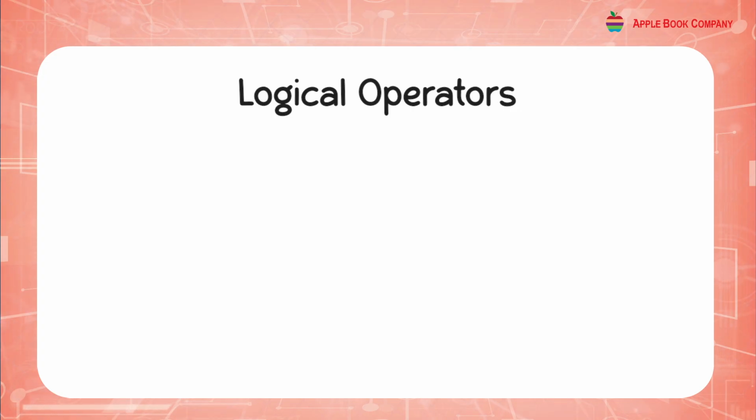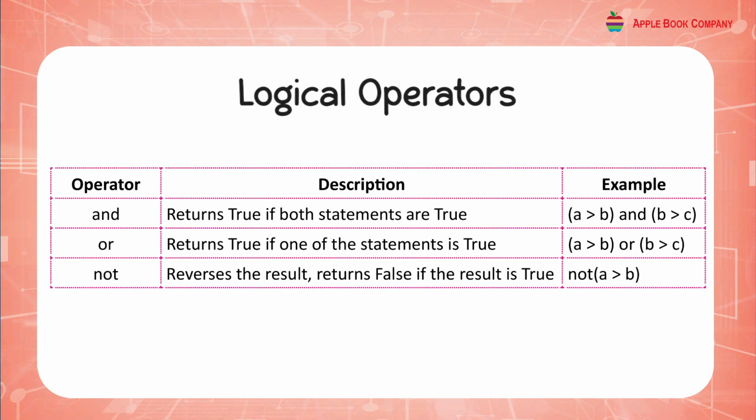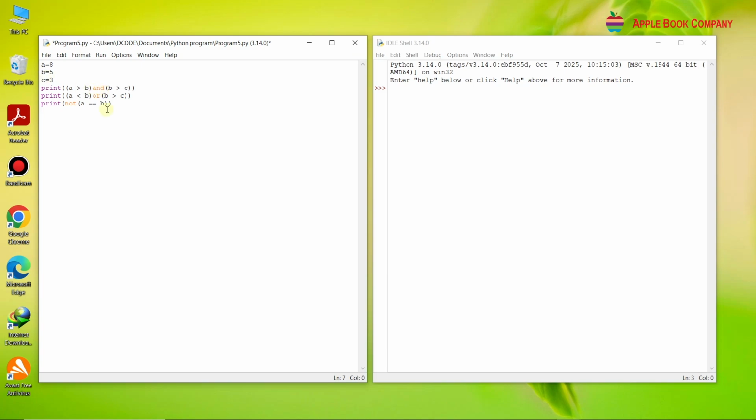Logical operators. Logical operators are used to combine multiple conditions or to invert a condition's result. Operator, description and examples are displayed below. Example: a = 8, b = 5, c = 3. print(a > b and b > c) # True, and print(a < b or b > c) # True, and so on.